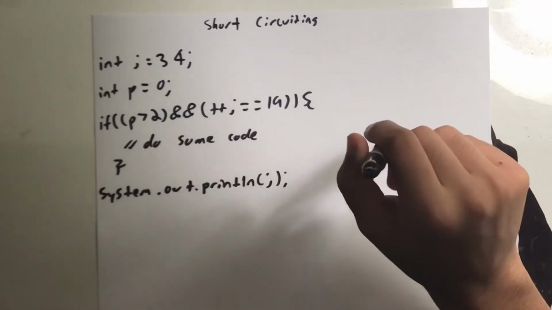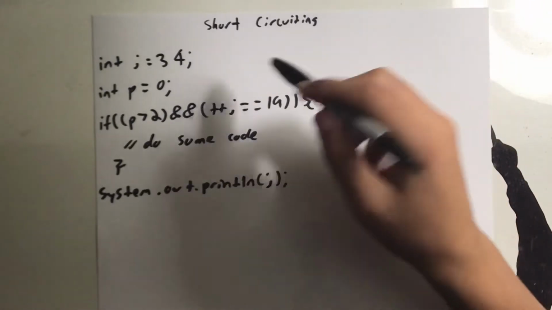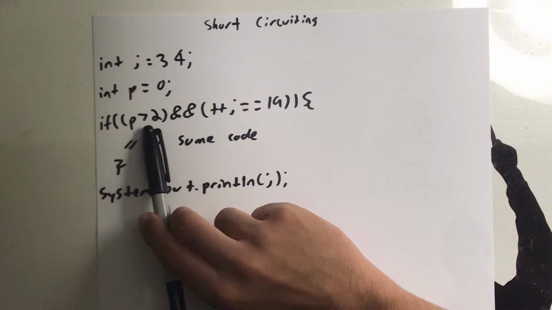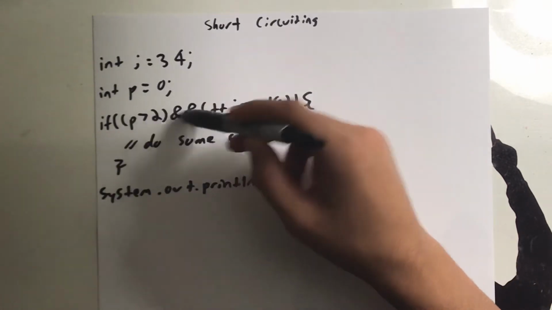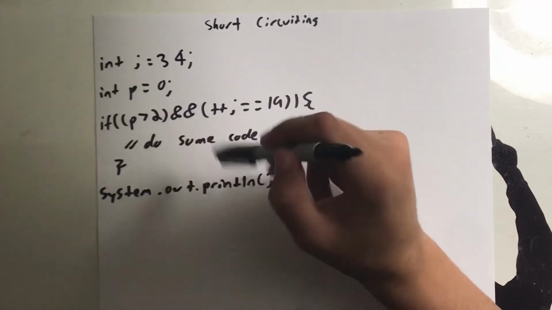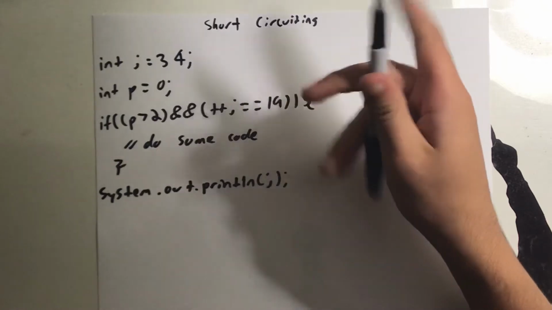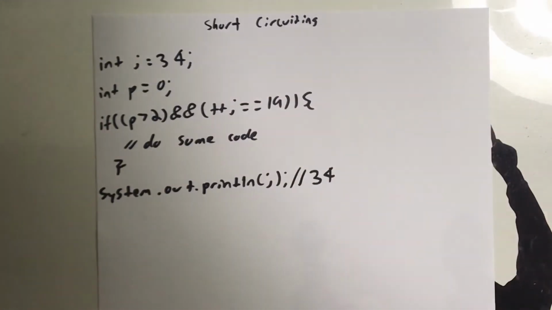False and false is false. False and true is false. But only true and true is true. So they both have to be true to be true. But because this first one is false, Java doesn't even care about this part. The whole thing's automatically false, so you don't even have to do the code. So System.out.print j, well, j is 34. So the answer is 34.